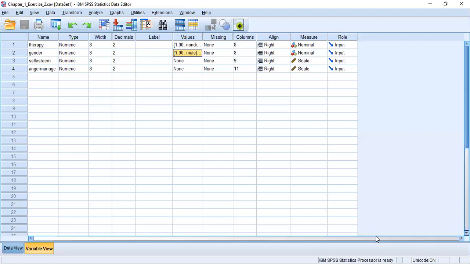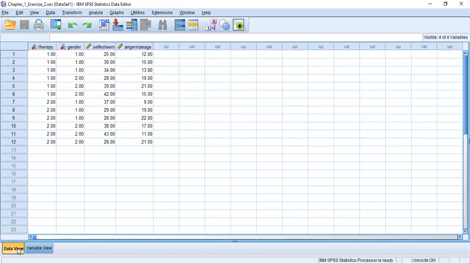So here we go, and this is it. There's a file given to us. We'll be talking about the data view first. If you look at the data view, we have therapy, gender, self-esteem, and anger management. For therapy we have non-directive 1, directive 2; gender again male 1, female 2; self-esteem, which is on a scale of 10 to 50; and then anger management, again on a scale of 5 to 25, is given before you.